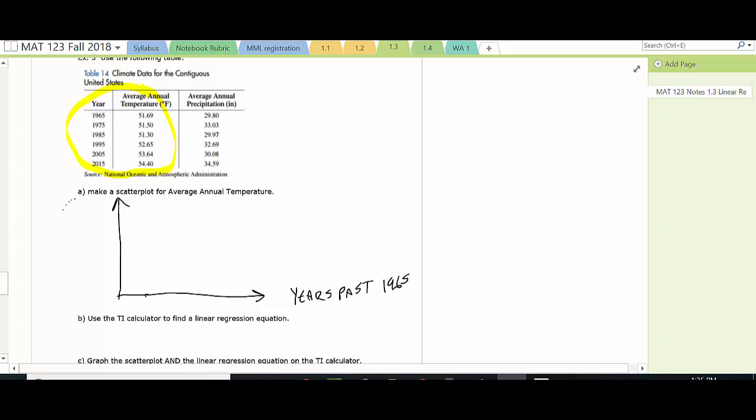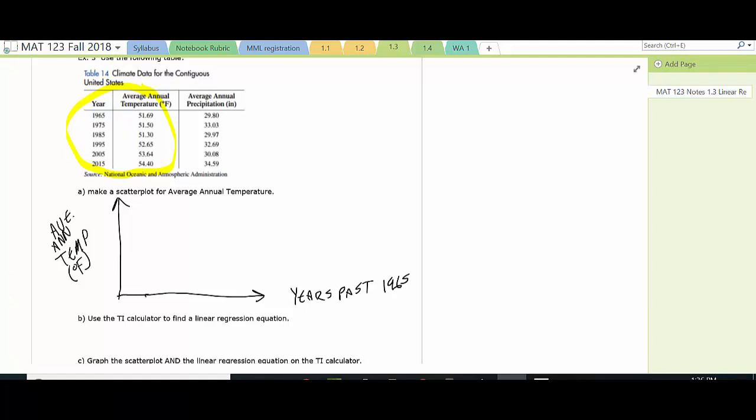Okay, and then this is going to be average annual temperature. You can abbreviate anything you want to. And yes, you would want to put Fahrenheit there because that's pretty important. Okay, so what we're going to do with this then, I think it would be logical, since the temperatures are all in the 50s.